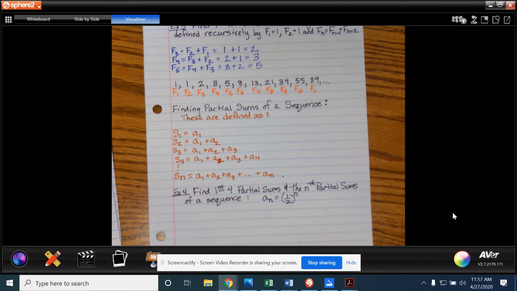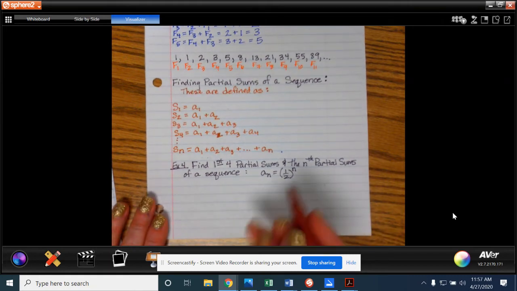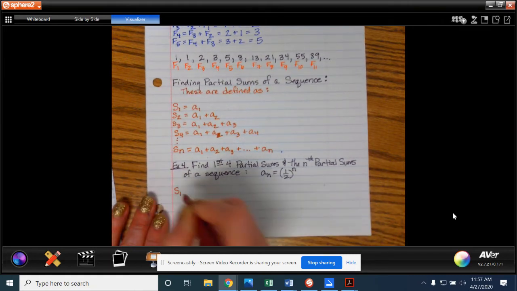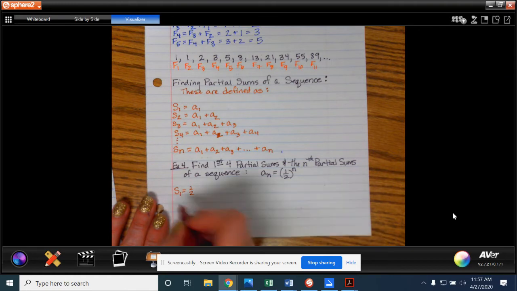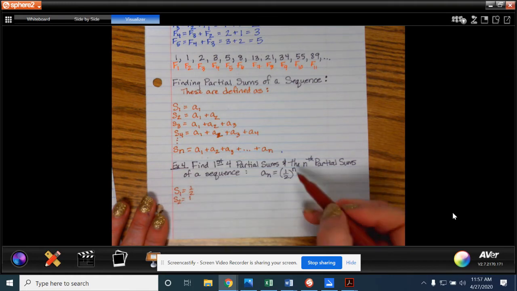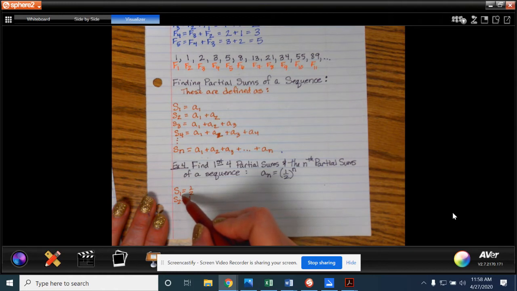It's asking for the first 4. Well, let me scoop this up a little bit, guys. And we have, what's S of 1? Remember, it's the first position. So it'd be 1/2. And nothing else is added. What's S of 2? We're plugging in the n value. N value on the first one is 1. So it's 1. Plugging in 2.